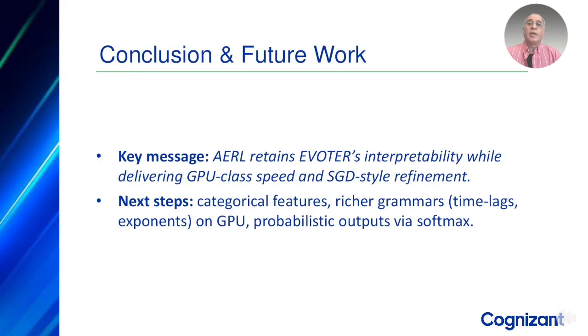In summary, AERL successfully preserved EVOTER's interpretability while delivering GPU-class speed and gradient-based refinement. Looking ahead, we plan to expand our approach to categorical features, implement richer grammars, and explore probabilistic output using a softmax layer, further enhancing the flexibility and utility of evolved rule models.